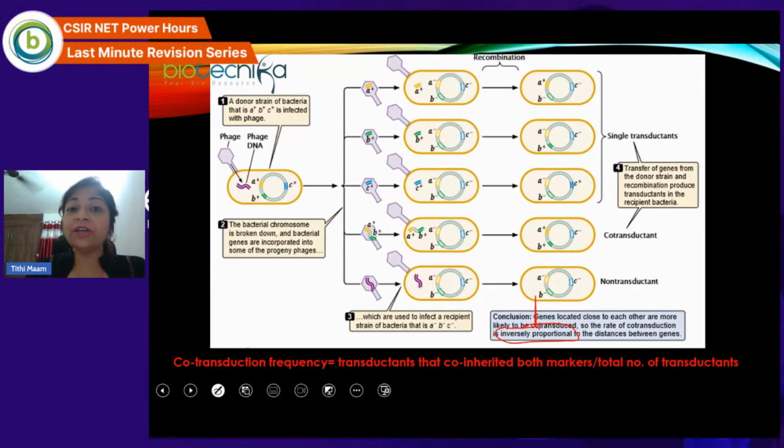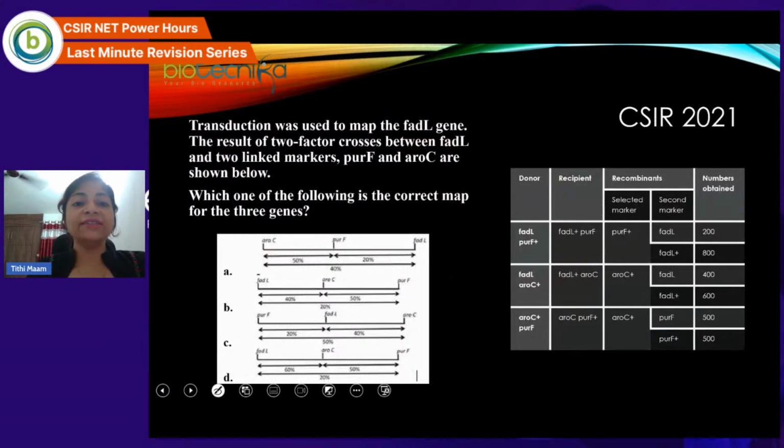Now, how do we calculate the co-transduction frequency? The number of transductants that co-inherited both the markers from the donor, divided by the total number of transductants. That is the formula for co-transduction frequency. Now, going back to this question, which was asked in CSIR 2021, this table is given to you. Which of the following is the correct map of the three genes? We know that co-transduction frequency can be linked with the distance between the genes, and with that we can do the mapping.